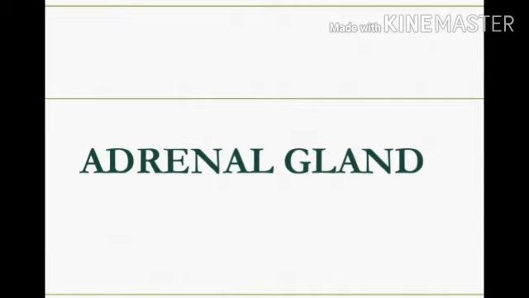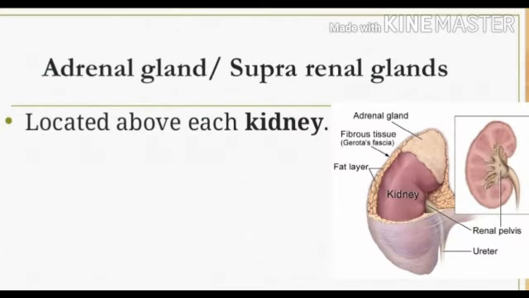Now we can see about adrenal gland. This adrenal gland is also known as suprarenal glands. Here the renal means which is related to kidneys. As the adrenal gland is located above each kidney, it is also known as suprarenal glands.